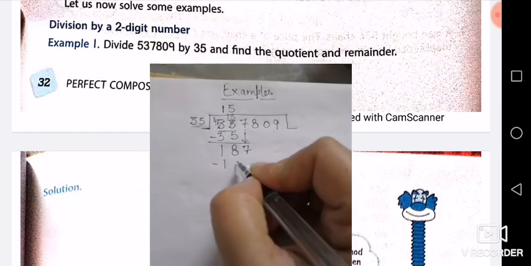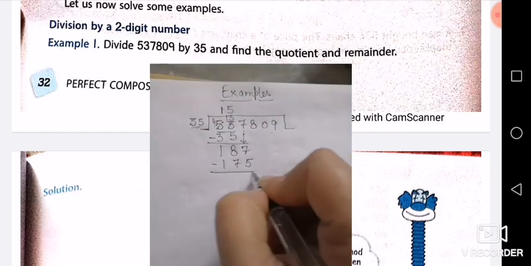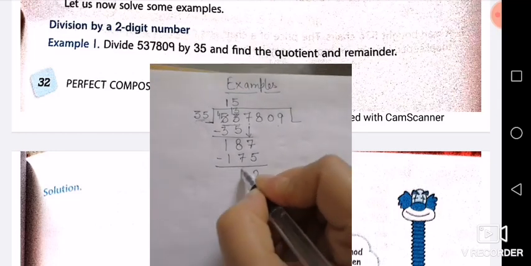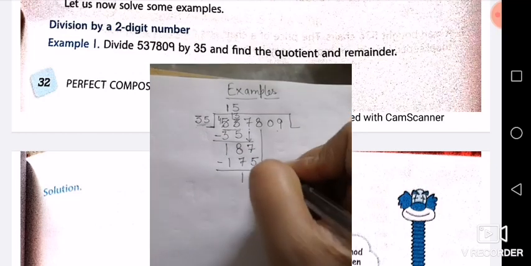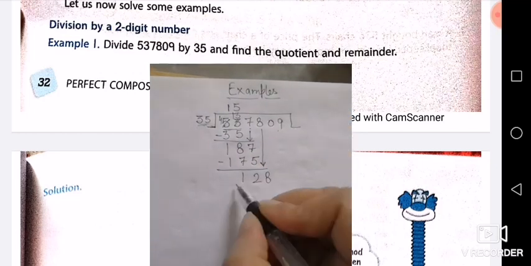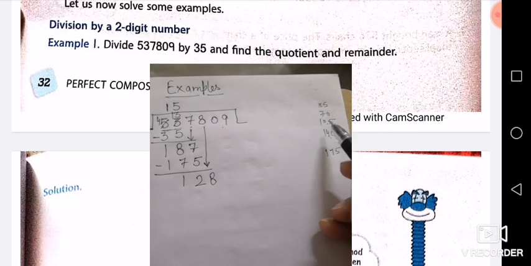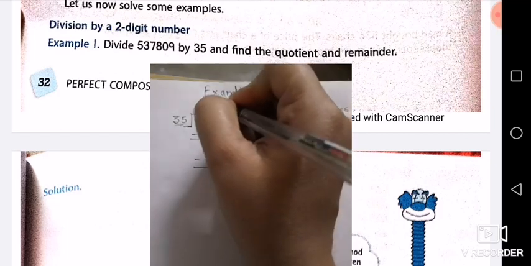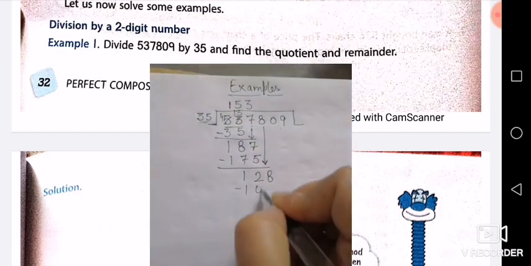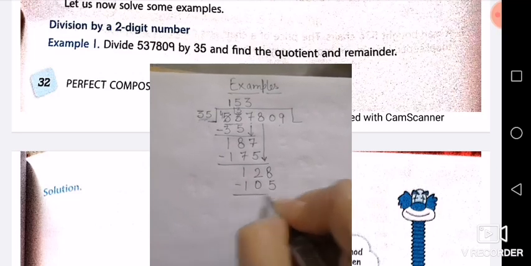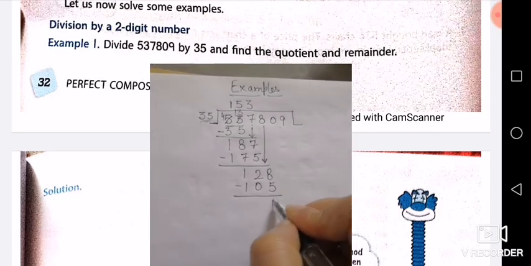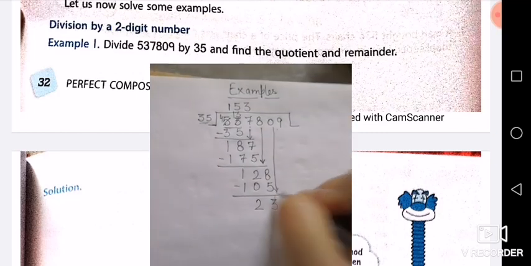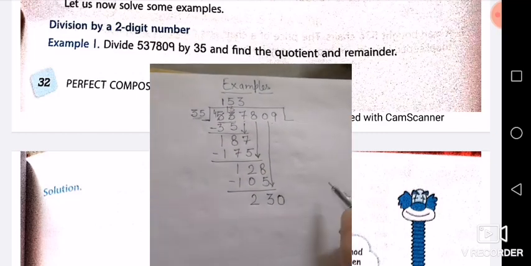That will become 175. Now 7 minus 5, you will get 2. 8 minus 7, 1. Now which number is going to get down? 8. Now 128 you can see, which nearest number is there? 105. So it will go on 3, that is 105. So now 8 minus 5, 3 you will get. 2 minus 0, 2 you will get. Now which number will get down? This 0 is going to get down.